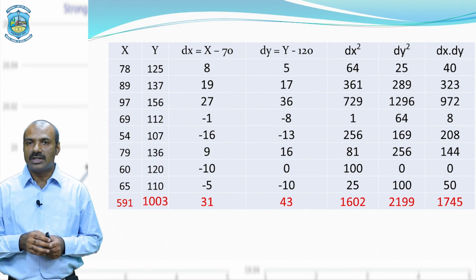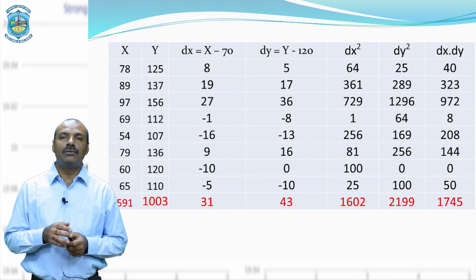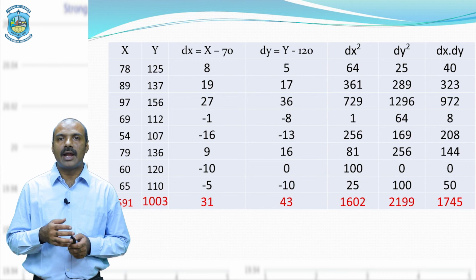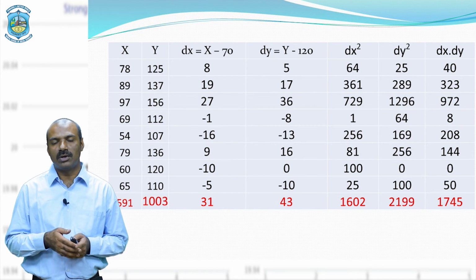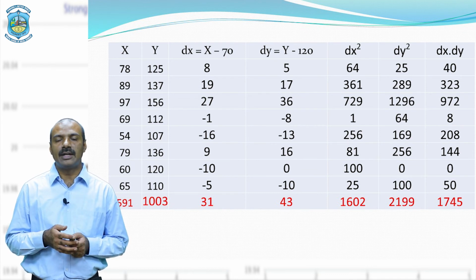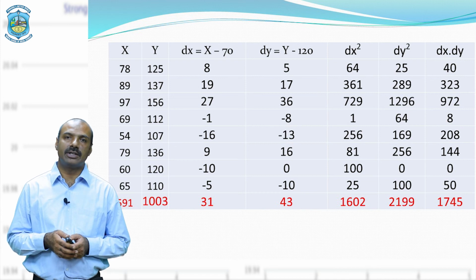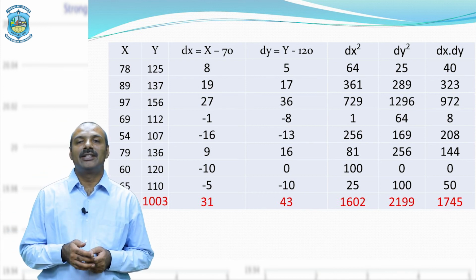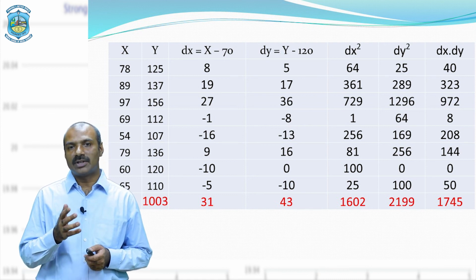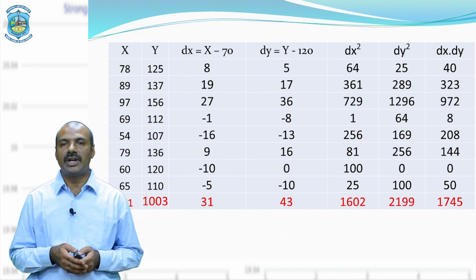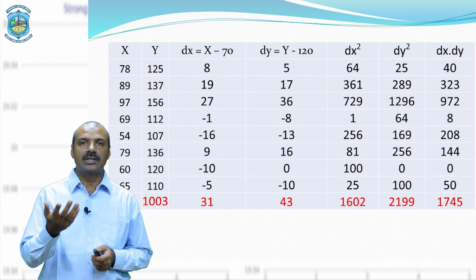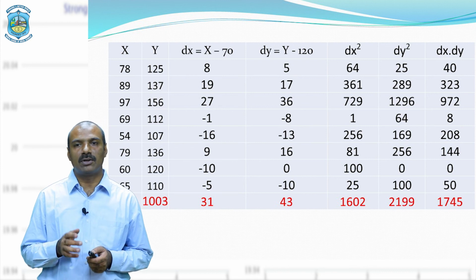After calculating deviations from the assumed mean, now we have to calculate dx square and dy square. Squaring the values of the dx column, the first value is 8, and its square is 64. The second value under the dx column is 19, and the square comes out to be 361. Likewise, we can calculate the square of all the dx values. Similarly, for the dy column, the first value is 5, the square is 25, the next value is 17, the square is 289. Similarly, we can find the square of all the values of dy in that column.